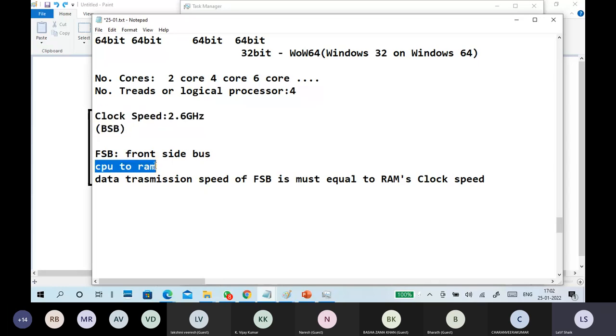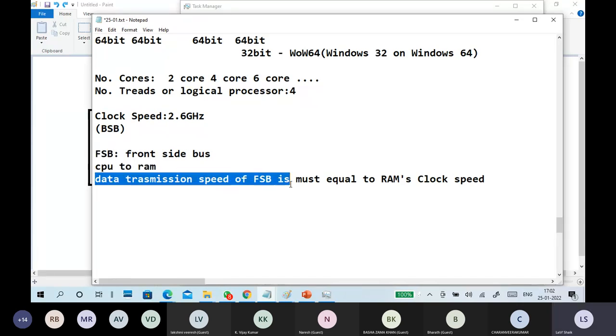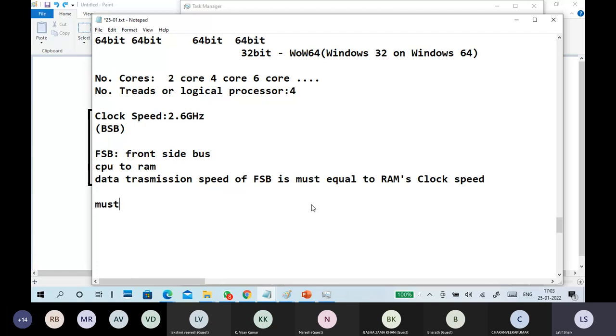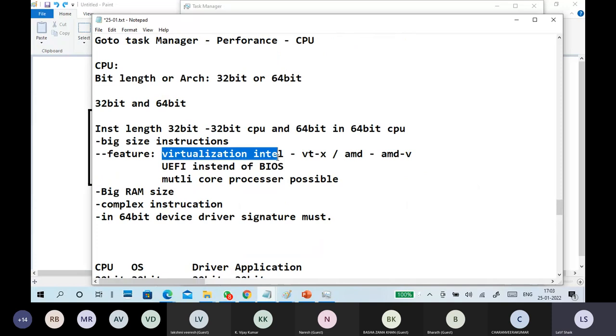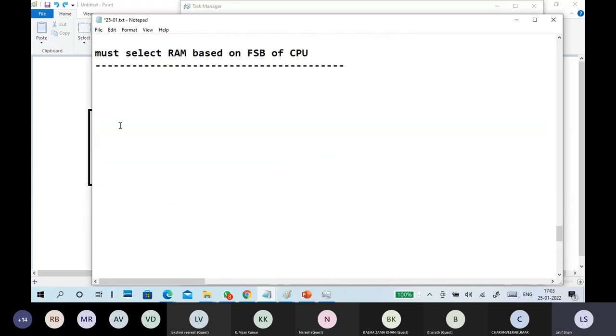But CPU to RAM communication is through the FSB, front side bus. The data transmission of the front side bus must be equivalent to the RAM's clock speed. So you must select the RAM based on the FSB of the CPU. And make sure that the virtualization feature is there or not. That's it. That's about your CPU.